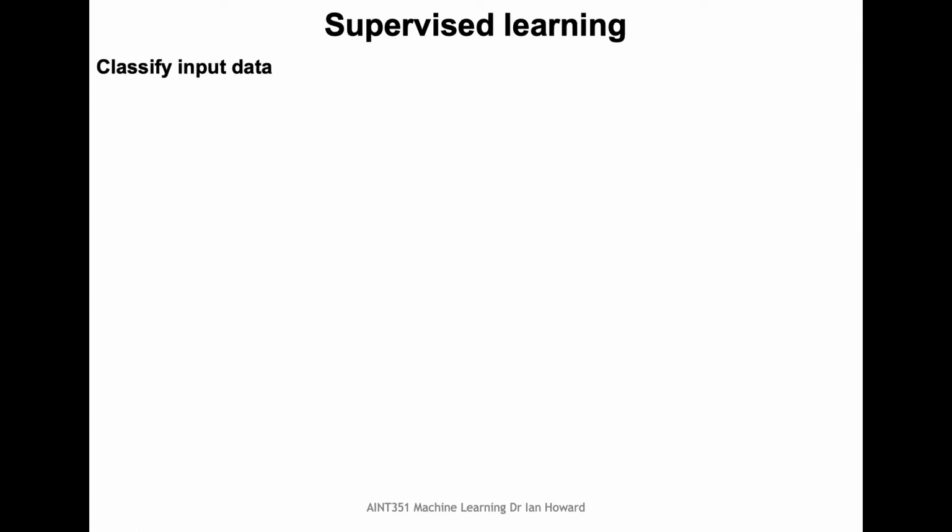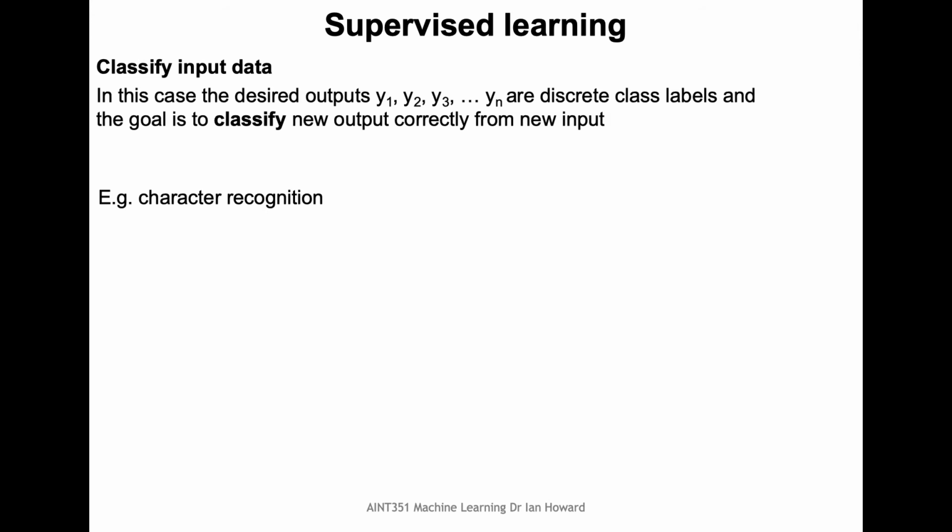So let's think a bit more about supervised learning. A classical example would be a classification task. So we've got a set of inputs and we've got a discrete set of outputs. Discrete is the important word here. To classify things, you classify them into a discrete set of outputs. And a good example of this is something like character recognition.